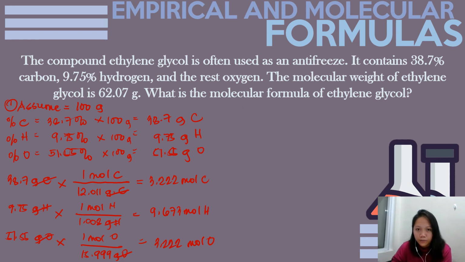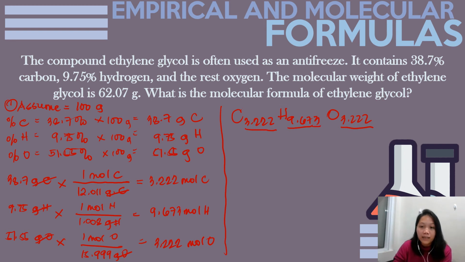So for carbon, you have 3.222 as the number of mole. For hydrogen, you have 9.673. For oxygen, it's the same with carbon, 3.222. Now, you have to divide all of them by the lowest number of mole, and that would be 3.222.